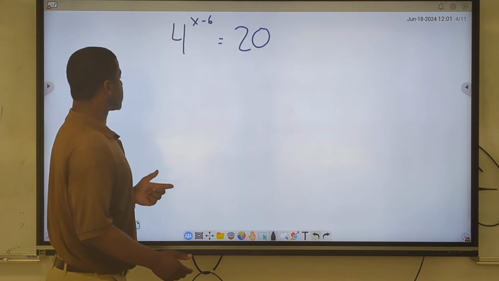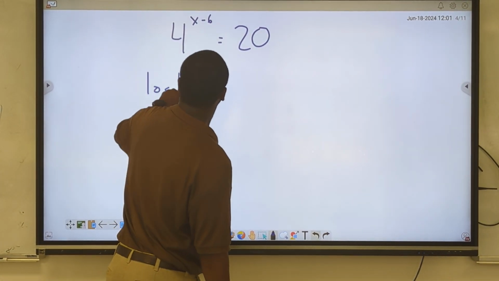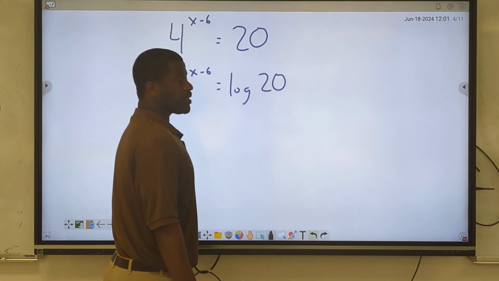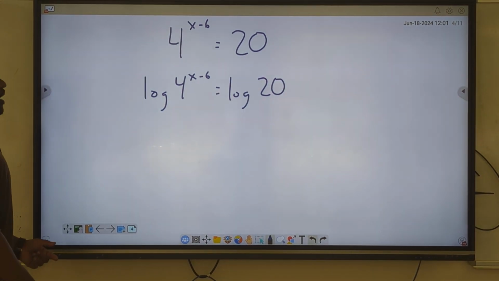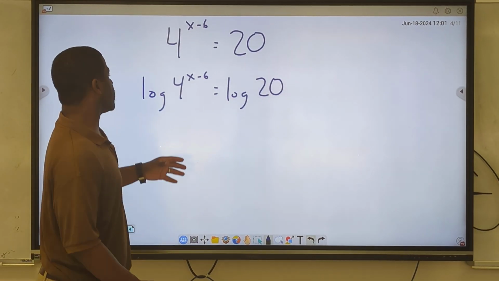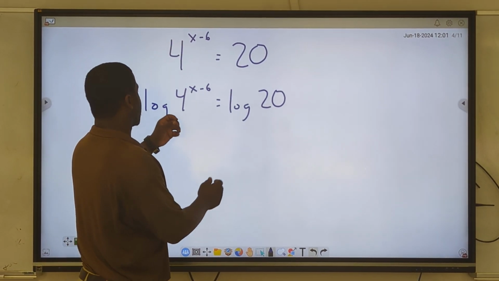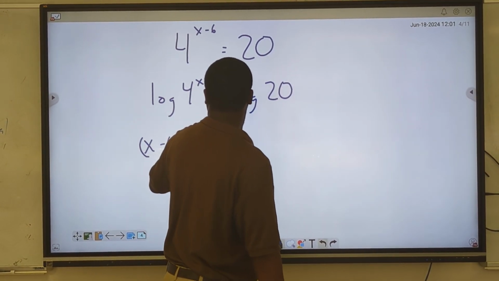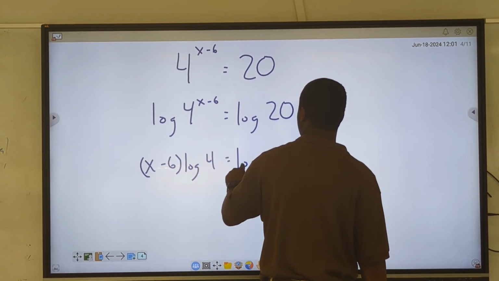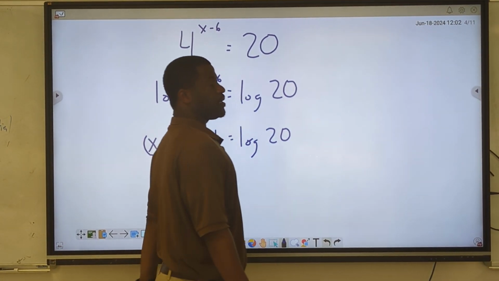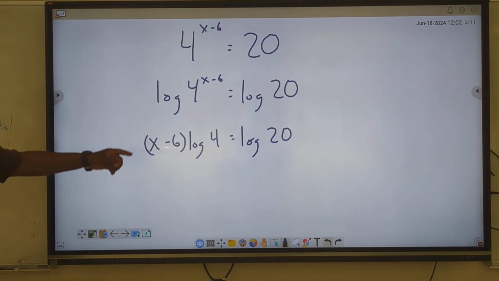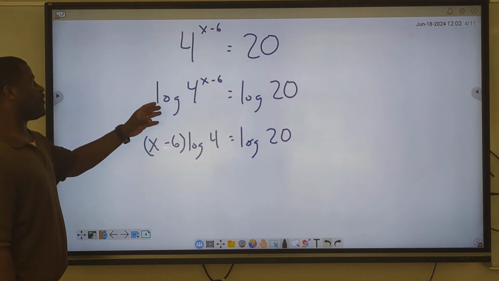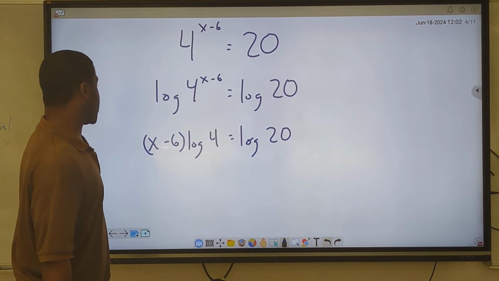So in this case, we have to take the log of both sides. According to the rules, once you take the log of both sides, that brings our exponent down. So now we have x minus 6 times log 4 is equal to log 20. Remember that old pre-calculus rule: anytime you take the log of a base with an exponent, we're allowed to bring that exponent down.